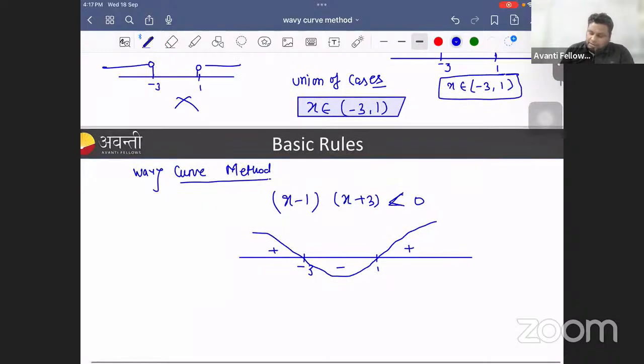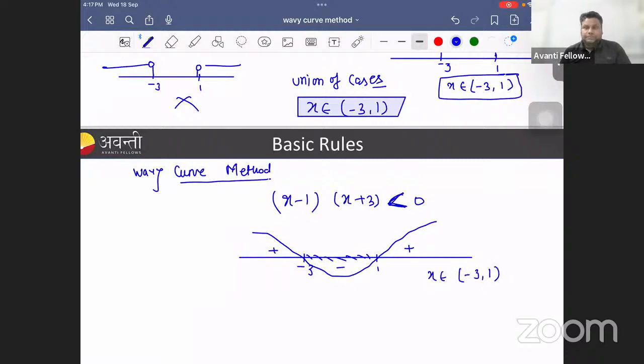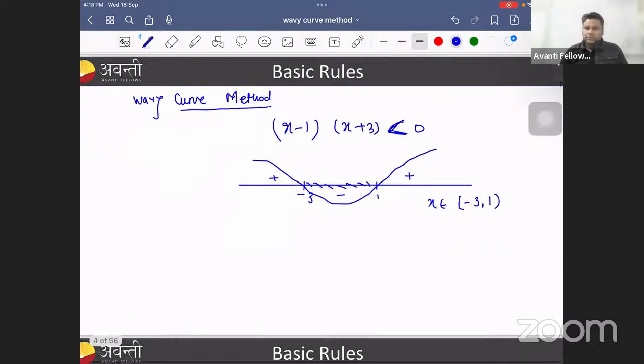What you are looking for? Less than 0 region. Less than 0 region is this one. So your x belongs to minus 3 to 1. Got it? Now, if there are more number of factors, we will put them on the number line and then make the wave. But there are certain precautionary measures which we need to take while applying this wavy curve method.